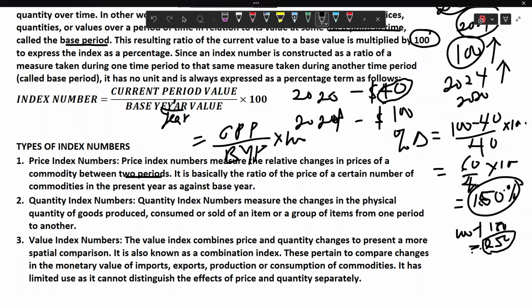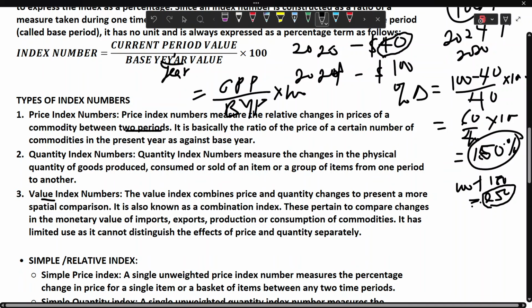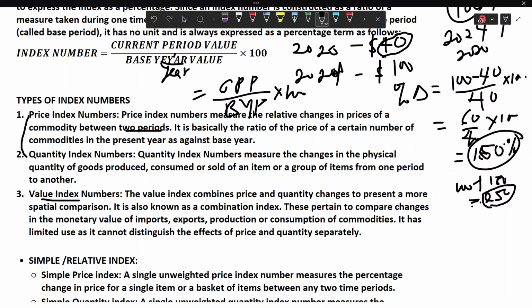It measures the changes in the physical quantity of goods produced, consumed, or sold of an item or group of items from one period to another. It's also given by the current period quantity divided by the base year quantity. Then when it comes to the value, the value is basically the multiplication of the price and the quantity. To get a value, the value is basically the price times quantity.